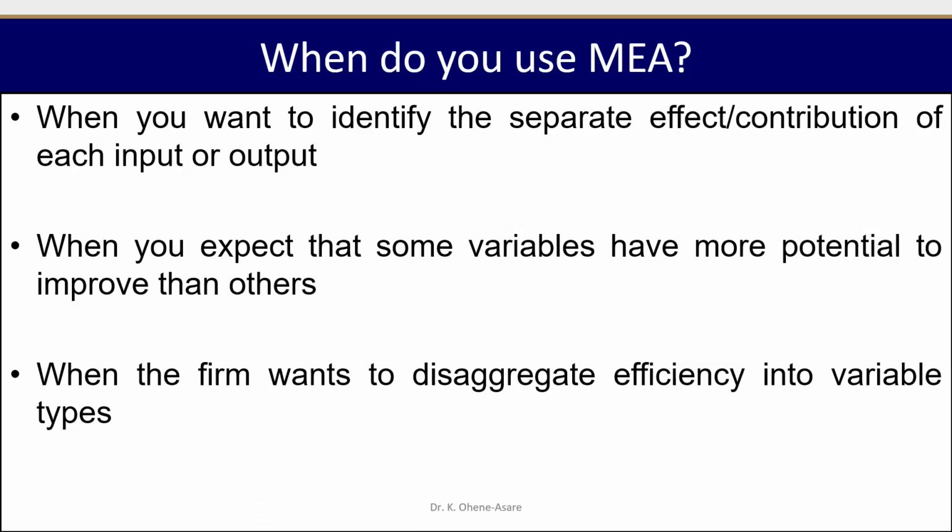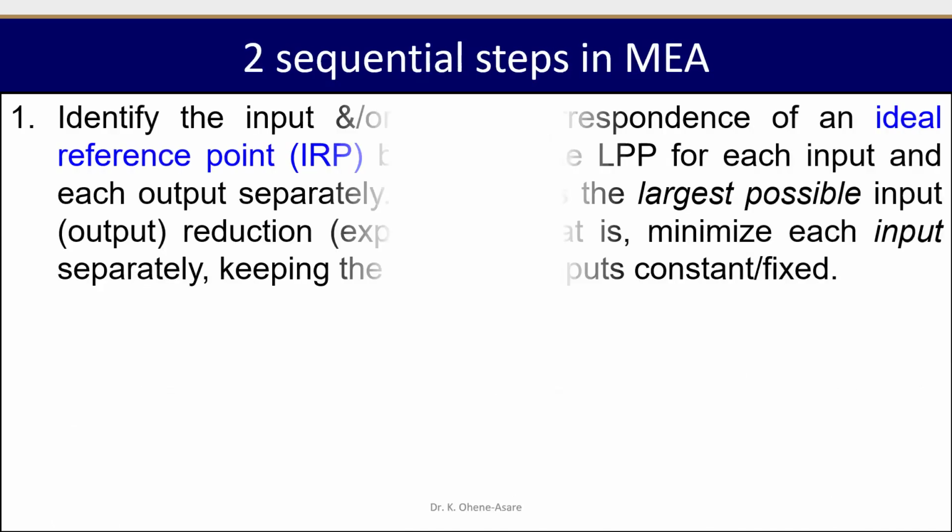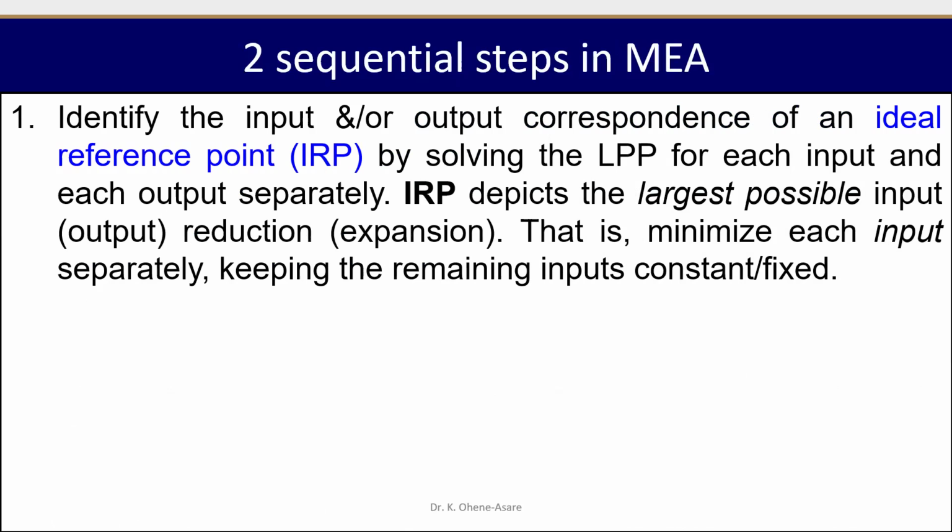When the firm wants to disaggregate efficiency into variable types, it's just like the first one. Then you use the MEA. But I've also told you that the SBM can do that. And then when you want to use both orientations, when you want to include bad outputs and all of that, DEA cannot do effectively, MEA will do. Okay, so let's get into the details.